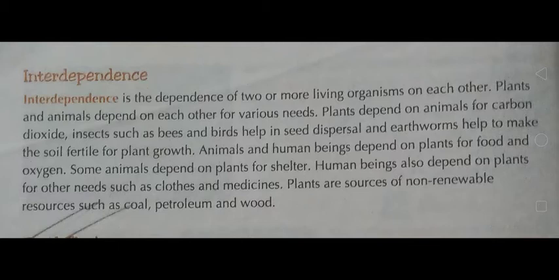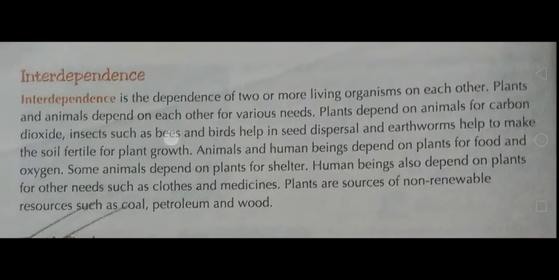Animals and human beings depend on plants for food and oxygen. So animals and human beings, we people, totally depend on plants for food and oxygen. Some animals depend on plants for shelter as well, such as birds and monkeys. Human beings also depend on plants for other needs such as clothes and medicines. There are many medicinal plants, such as tulsi and neem. So there are uncountable plants from which we extract medicine.